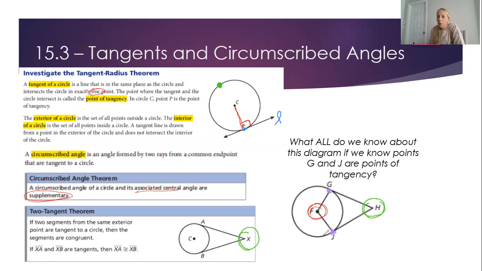So when you take the circumscribed angle, again, made by two tangents, GH is a tangent. It intersects the circle at exactly 1 point. JH, that segment is a tangent. It intersects the circle at exactly 1 point. Therefore, that angle H and angle F are supplementary. Now let's think about what else we know. Remember, we also said GH is a tangent, FG is a radius. That means we automatically know this is a right angle. This is also a right angle.